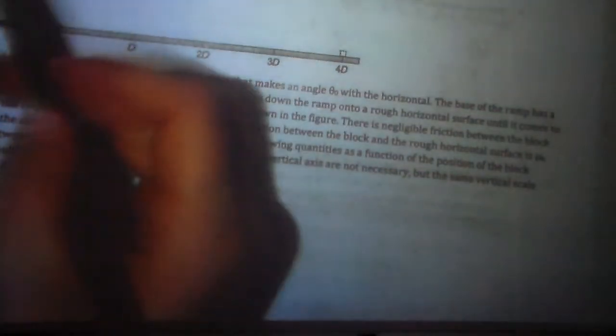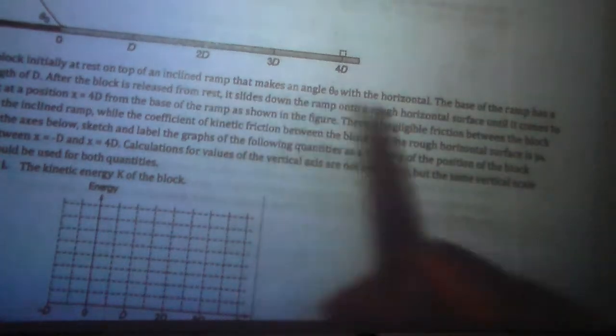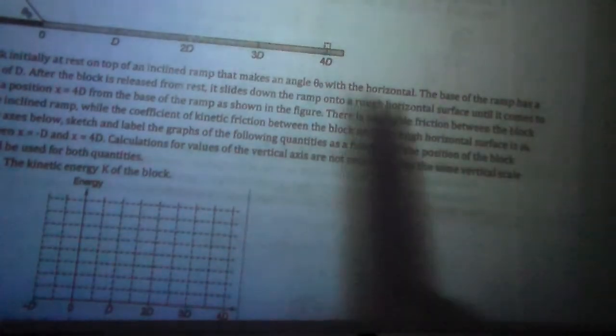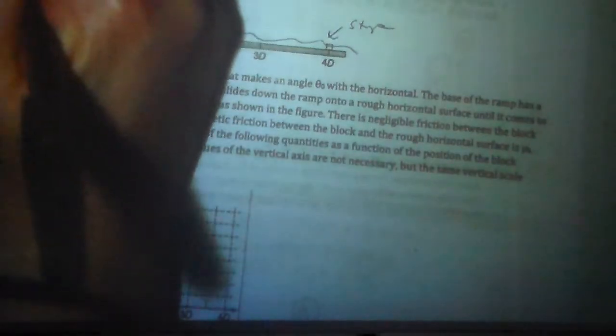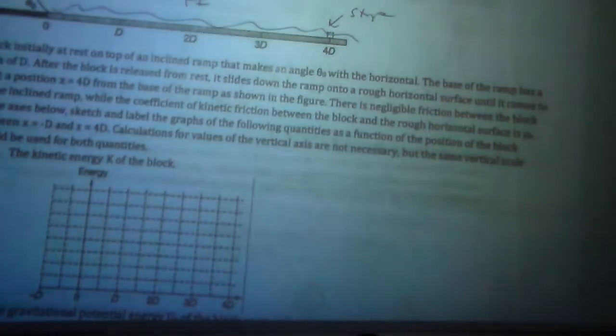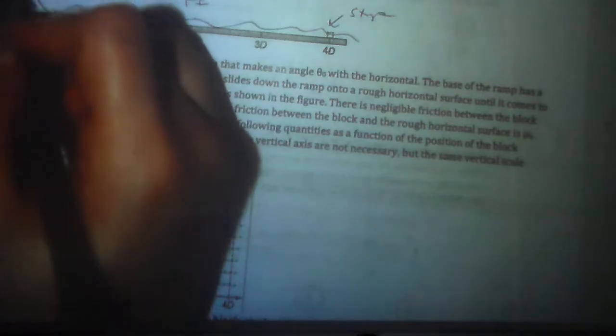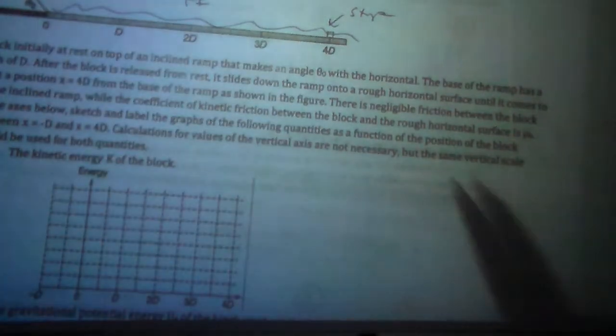Alright, we're initially at rest on an incline ramp. The base is a length d away. Released from rest, it slides down the ramp onto a horizontal surface, a rough surface, until it stops right here. So this has friction, and then I'm going to stop right here. This is rest, released from rest, and no friction. Negligible friction between the ramp and the block. Here, this one has a coefficient of friction UB.